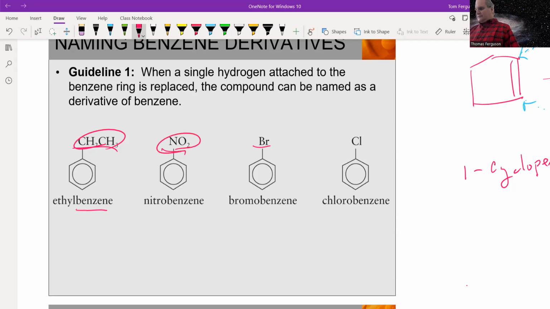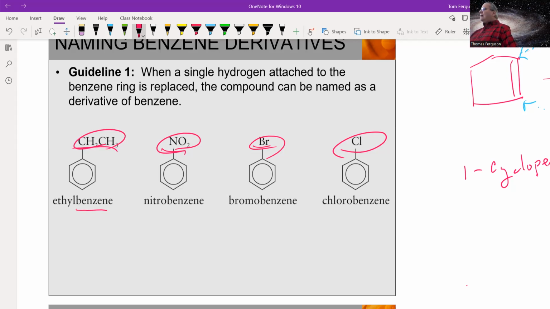Nitro group, nitrobenzene, bromobenzene, chlorobenzene. Because benzene is the base. That's the only time you'll see the word benzene used in the name. Now, there's also benzoic acid and some other, aniline, which is an amino group on, but it's basically benzene.